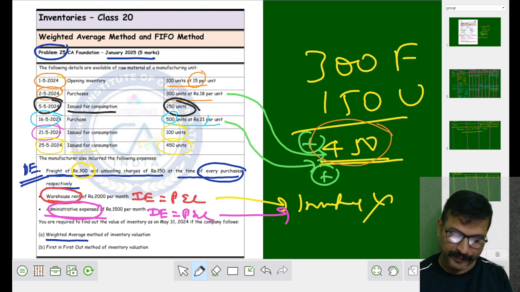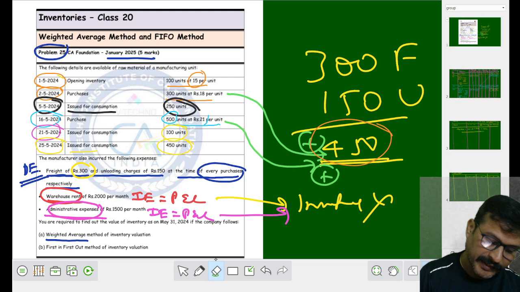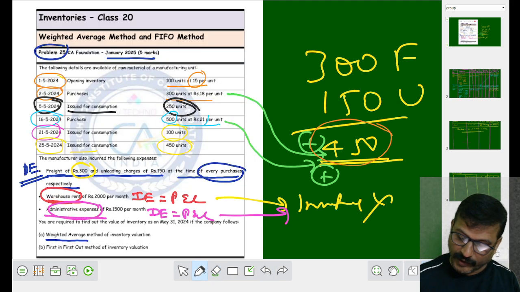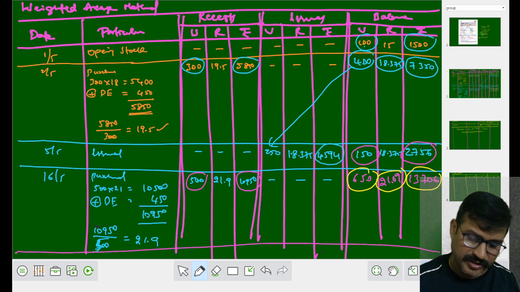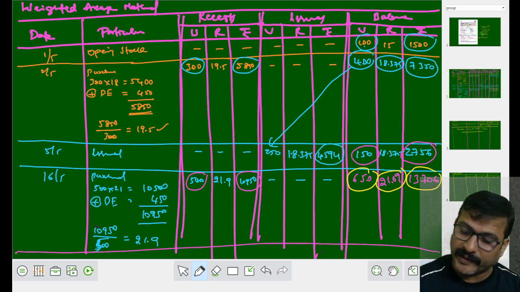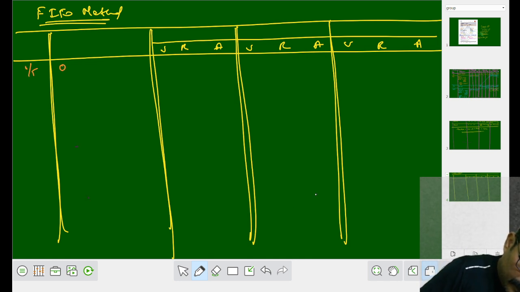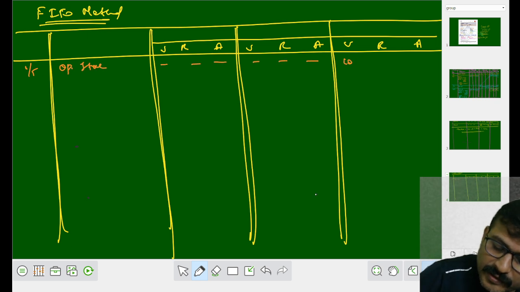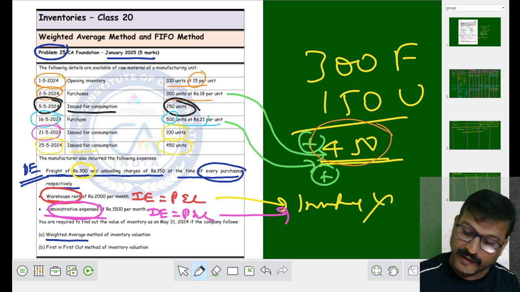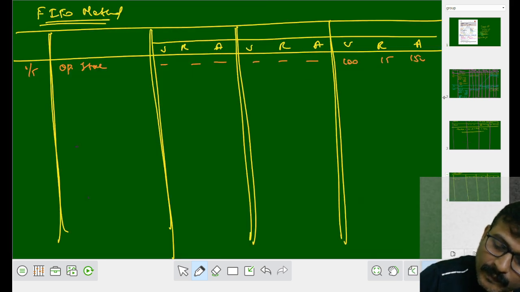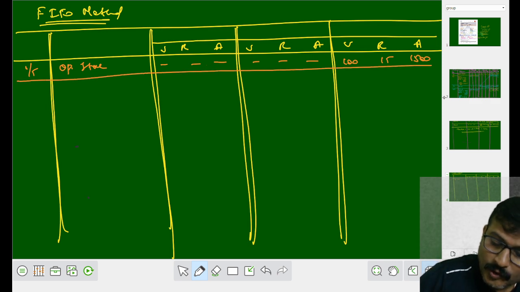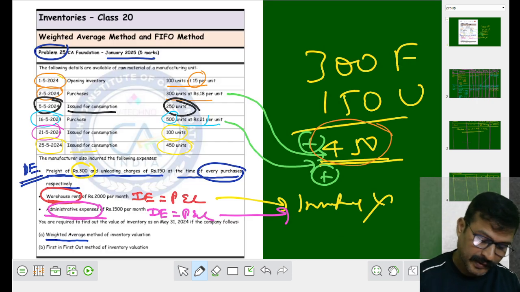On 1st May, what happened? On 1st May there is an opening inventory. What is there in this opening inventory? Else you can check this also. On 1st May, opening inventory 100 units. How many units? 100 units at the rate of 15 rupees.